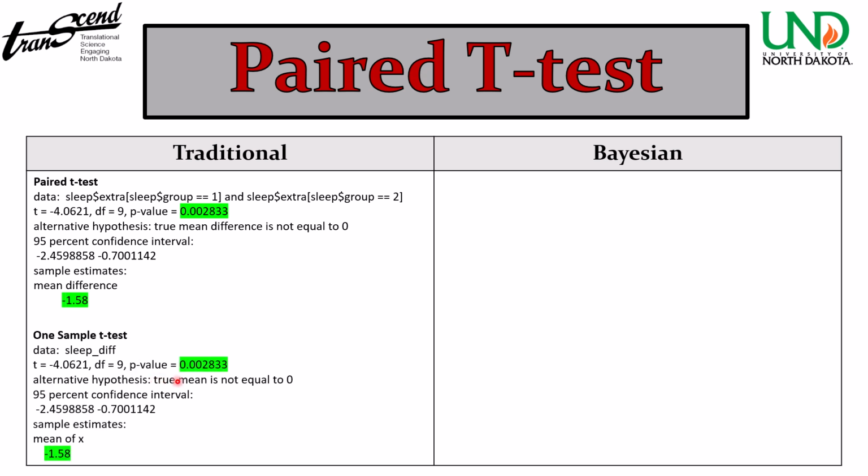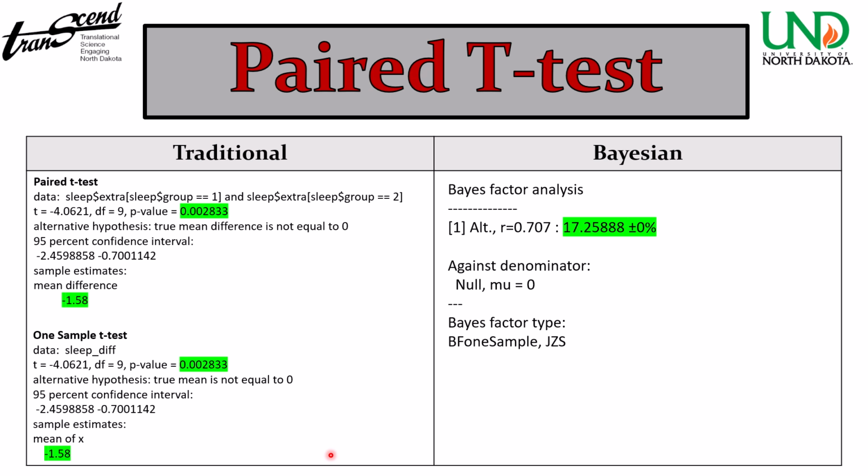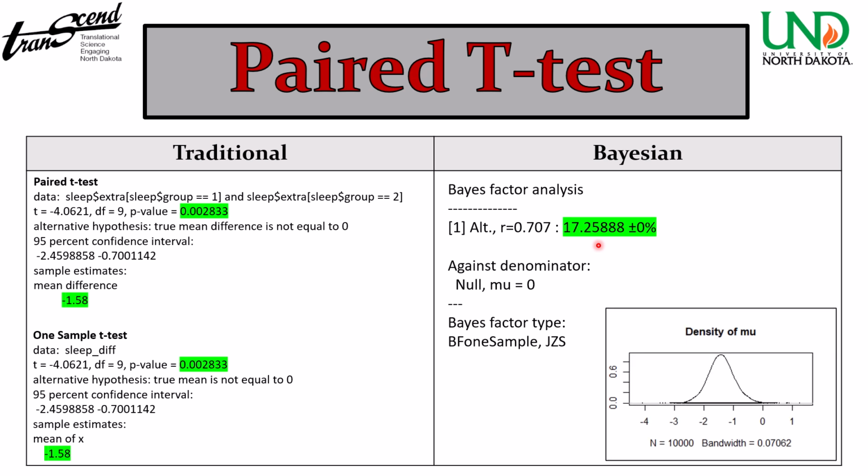And if we do a one sample t-test using the sleep diff, exact same outcome, because really you're doing the same thing. Now if we use Bayes, we get a Bayes factor of 17, so strong evidence for the alternative hypothesis. And again, this is getting the mean of the sleep diff, and this is now about 1.5, 1.6. So tracking nicely. All right, with that, let's switch to ANOVA.